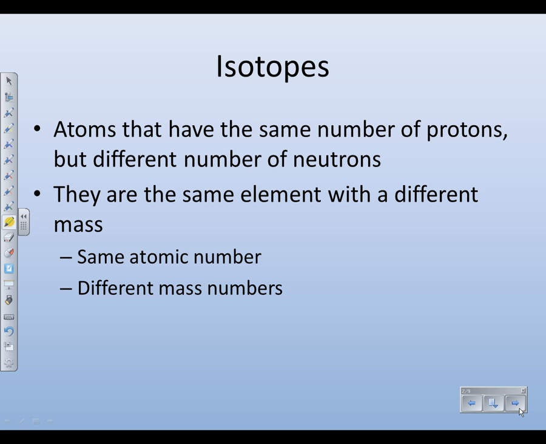Alright? So, atoms that have the same number of protons, different number of neutrons, and that means that they have the same atomic number, but different mass numbers. Isotopes: same protons, different neutrons, same element, different mass. That means they have the same atomic number, but different mass numbers.